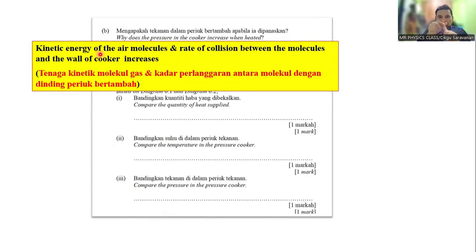Once the kinetic energy increases, it will make the speed, or the velocity, of the gas molecules increase. And the most important, you have to state that the rate of collision between the molecules and the wall is increased. And this makes the pressure increase. Okay, so that is the answer. Since this is one mark, as long as you state the kinetic energy and also the rate of collision increase, you get the mark. Okay, next, they will ask you to do a comparison.